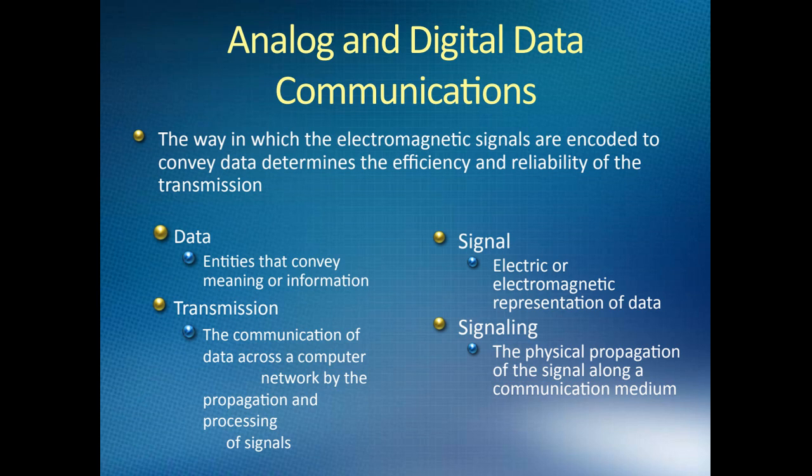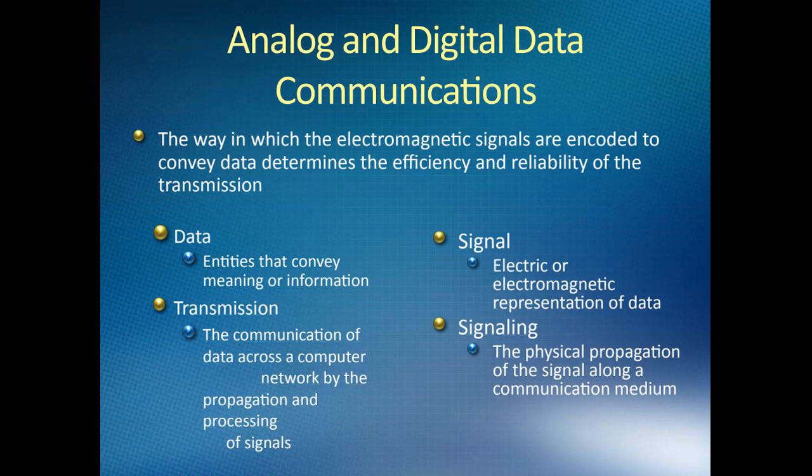So data is entities that convey meaning or information. Signal is electric or electromagnetic representation of data. Transmission is the communication of data across a computer network. How? By the propagation and processing of signals. Signaling is the physical propagation of the signal along a communication medium.